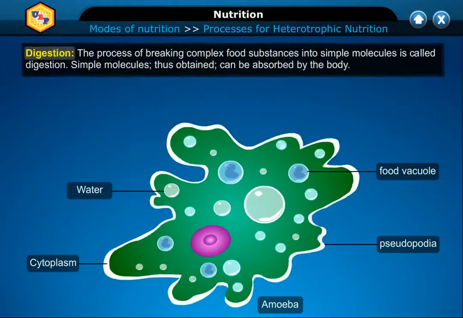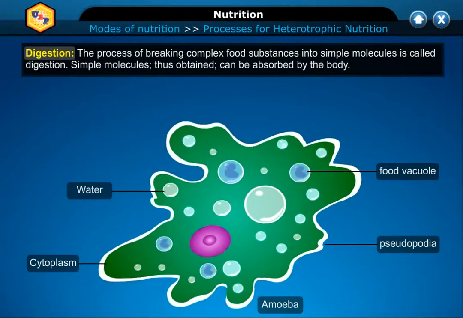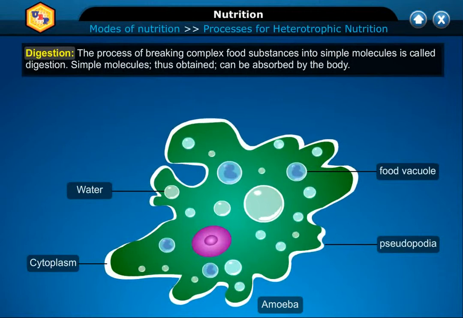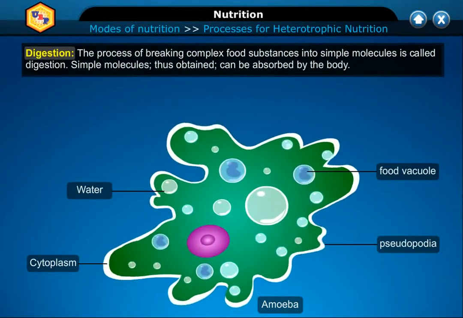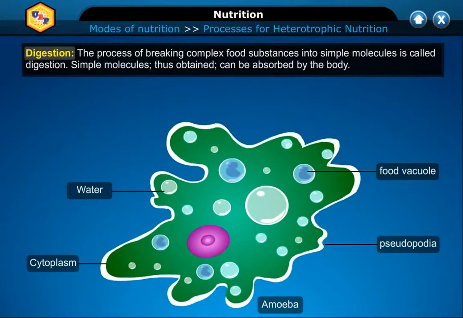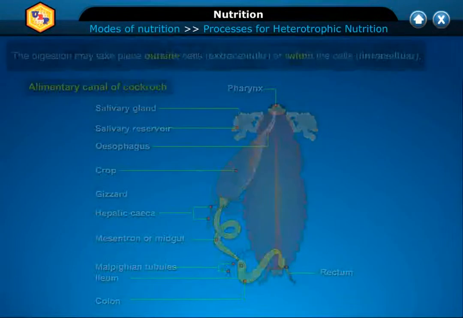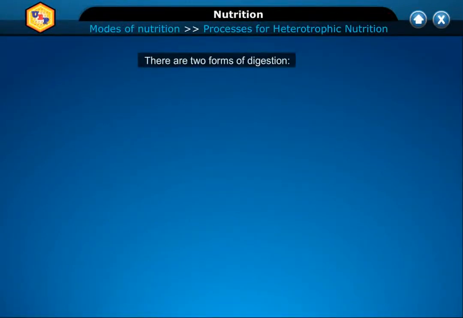Number 2. Digestion. The process of breaking complex food substances into simple molecules is called digestion. Simple molecules, thus obtained, can be absorbed by the body. Number 1. The digestion may take place outside cells, extracellular, or within the cells, intracellular. Number 2. There are two forms of digestion.